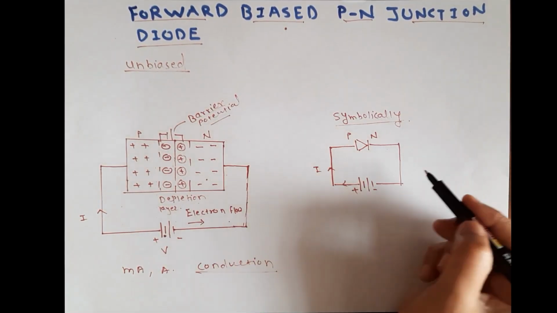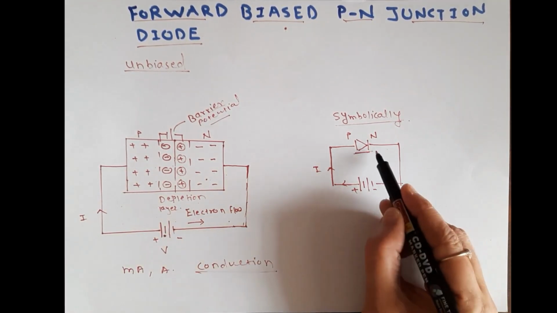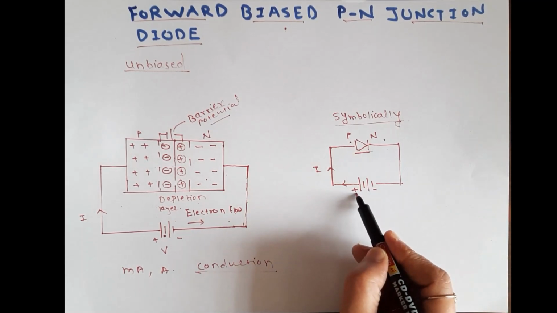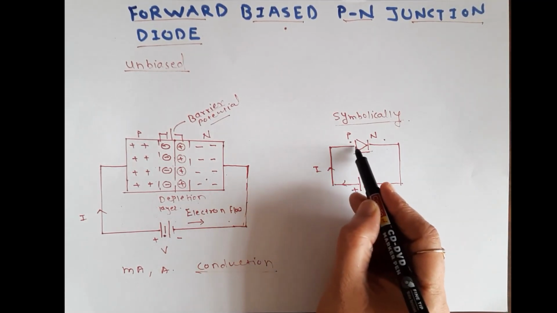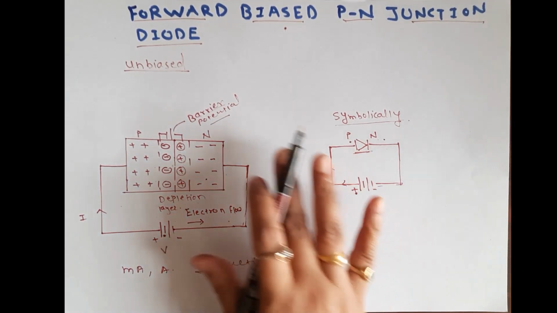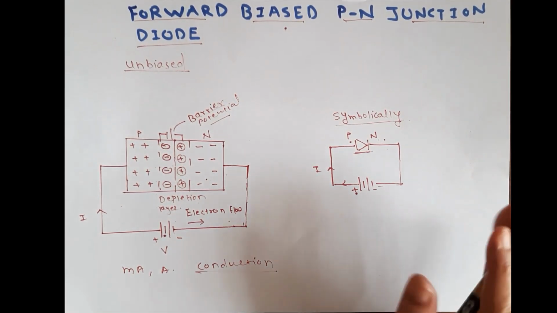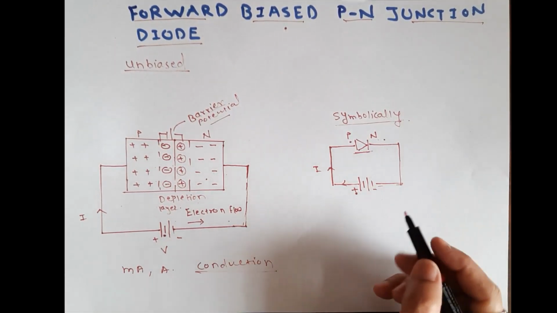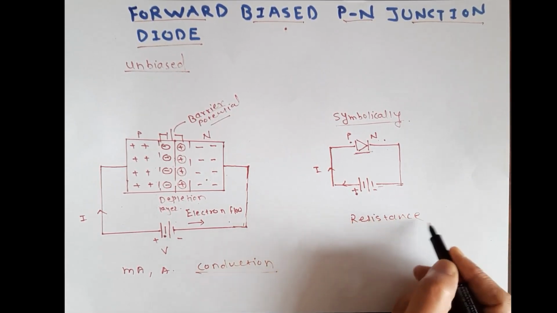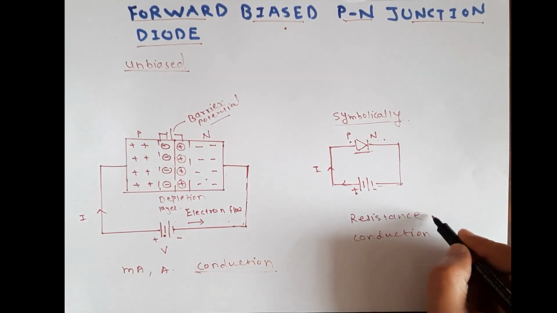Symbolically, it is drawn like this. PN junction diode, this is anode, this is cathode. Positive of the battery is connected to the P type, negative of this source is connected to N type. So this is symbolically drawn like this, and in the forward bias the resistance is low and conduction is more.